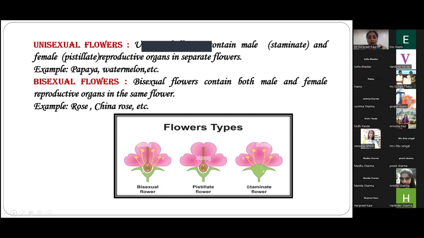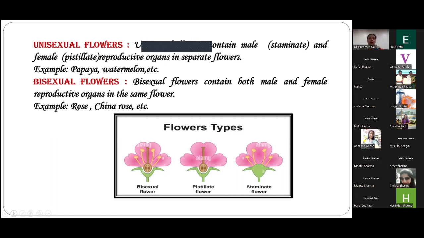We see the cucurbits, ghia, karele and all, they all have the male flowers as well as the female flowers on one plant only, though they are separate. So they are monoecious. Mono means single, dioecious, di means two. So monoecious and dioecious plants, they both are unisexual flowers.